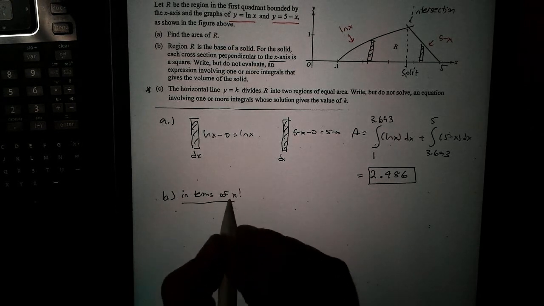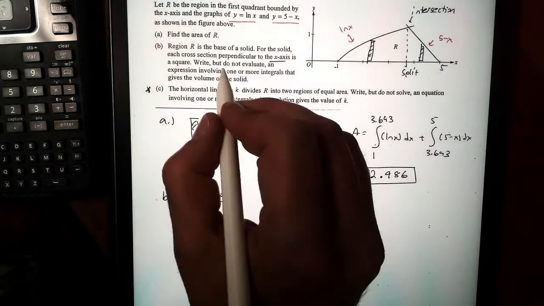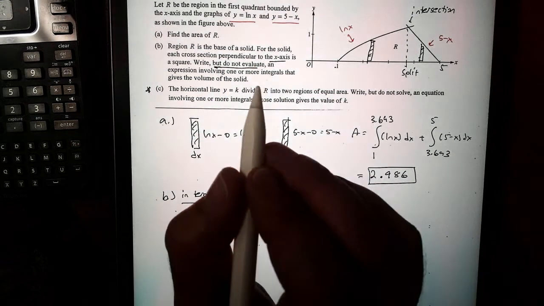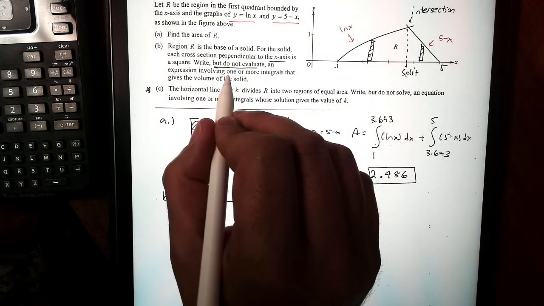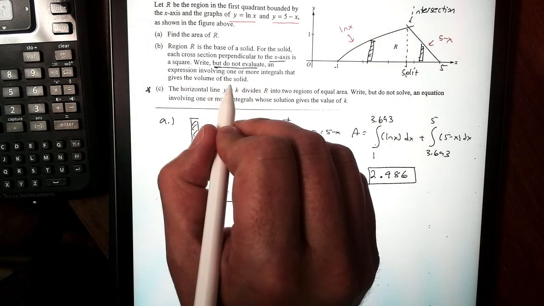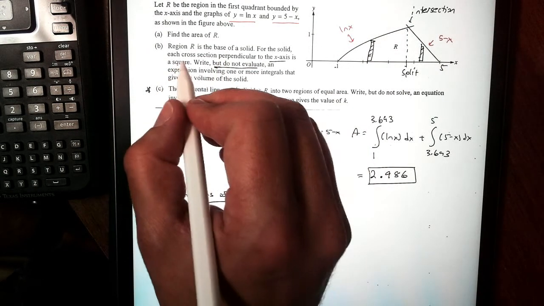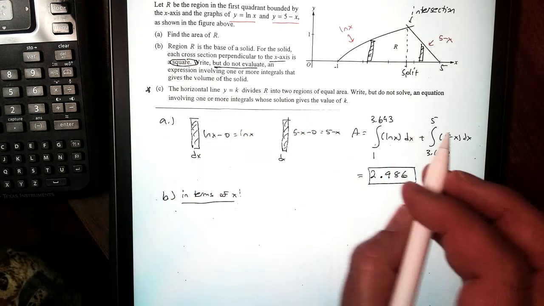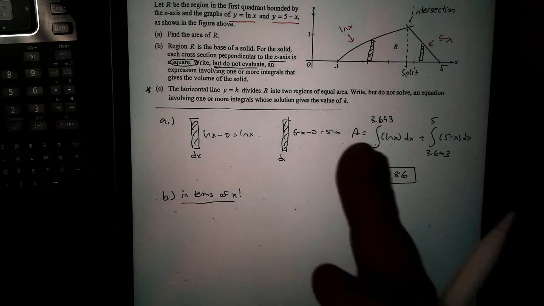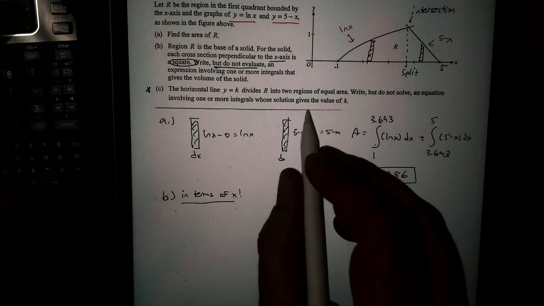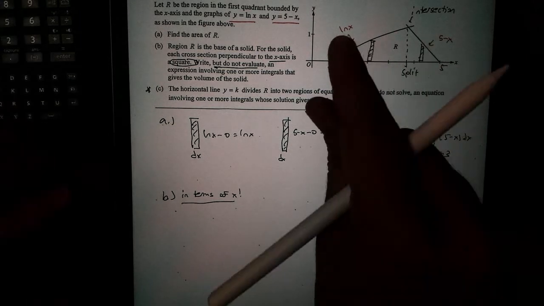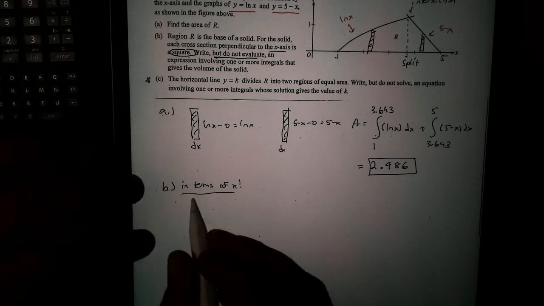Right here. Write, but do not evaluate, my favorite phrase, an integral expression involving one or more integrals that gives the volume of the solid. Okay, now, I forgot to say this. Our cross section is a square. So the same thing again. So this is our cross section question. We're going to have two squares, one for the natural log, one for the 5 minus x. So I'm just going to go ahead and do that.